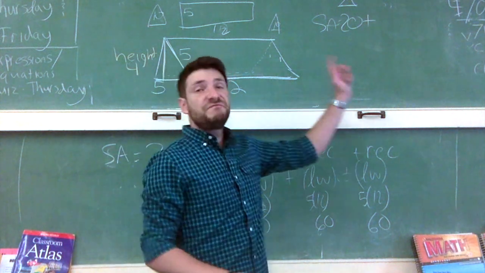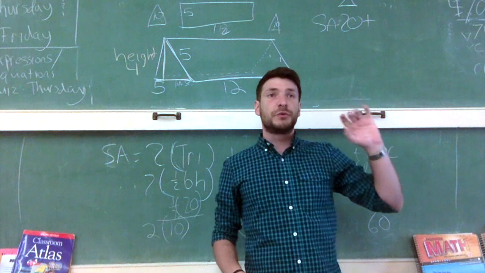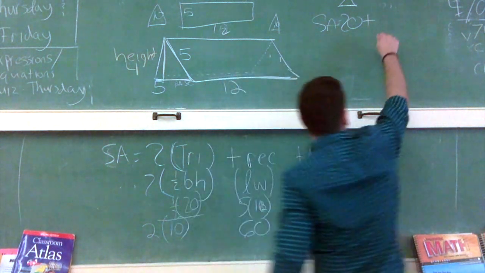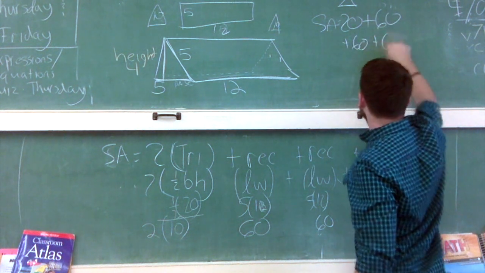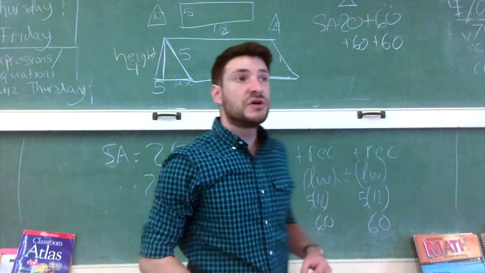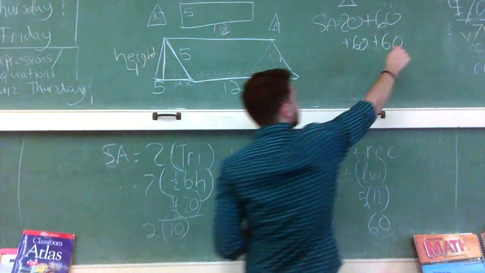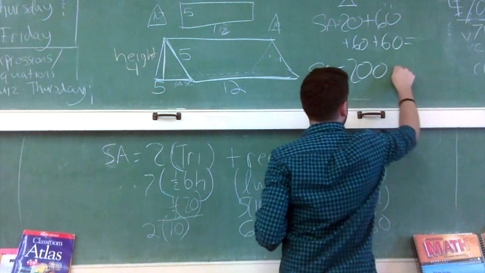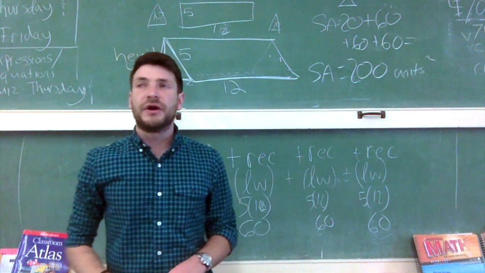So, we found the surface area of our triangles. We found the surface area of each of the rectangles, 60. Now we just need to add them together. 20 plus 60 plus 60 plus 60. We have 3 rectangles. So our total surface area is going to be, that's exactly right, 200 units squared. That's exactly how we're going to find it.